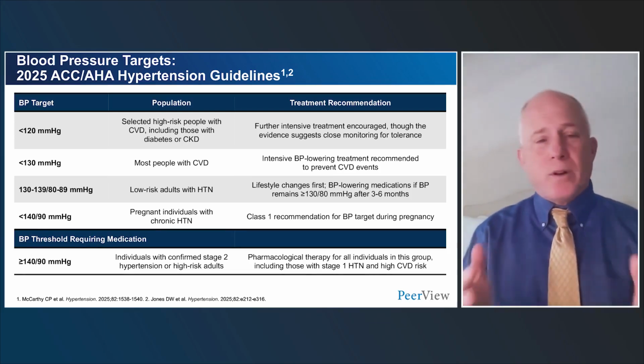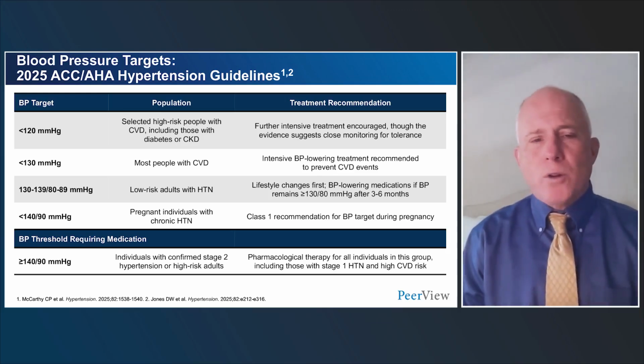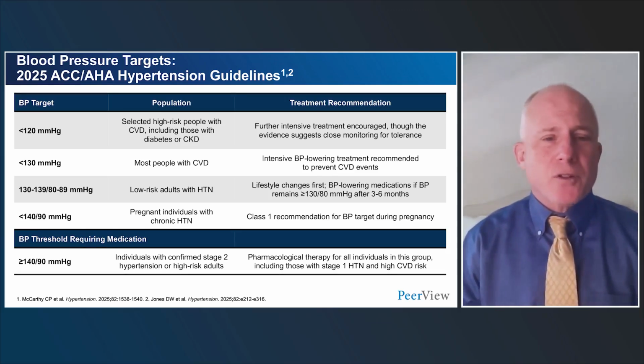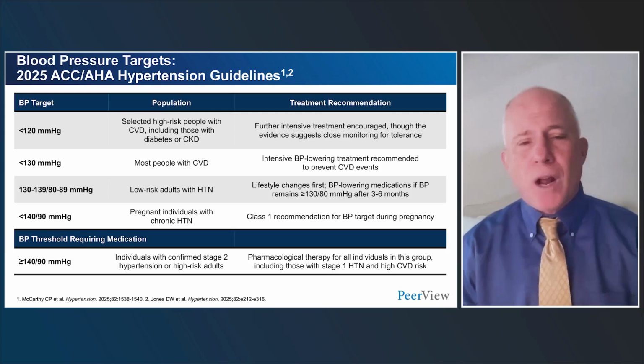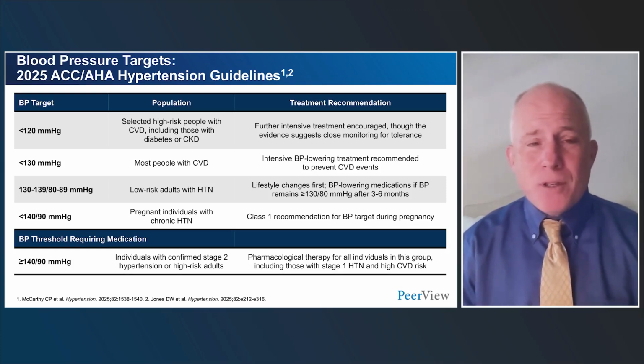So for example, on the 5th column or 4th column down, you've got low risk adults with hypertension. So really we're shooting for that blood pressure below 140 and below 90. However, for higher risk patients with cardiovascular disease or CKD or diabetes, I might be shooting for a blood pressure below 120 systolic.